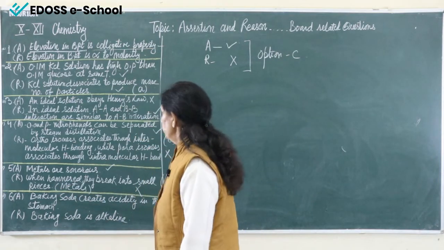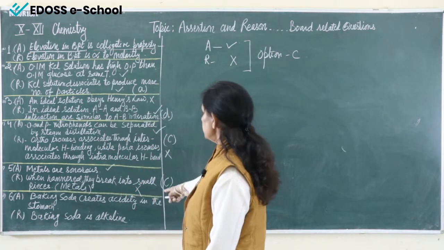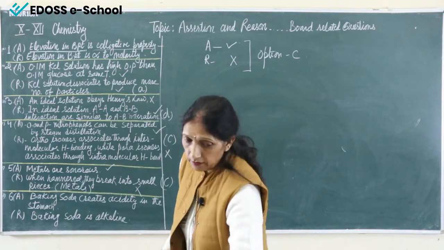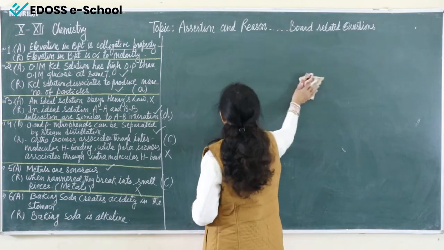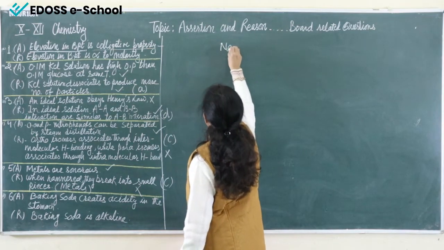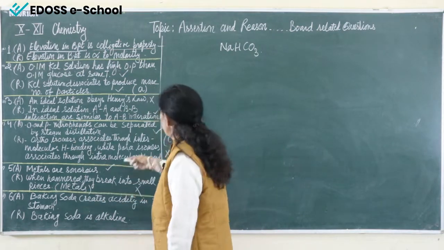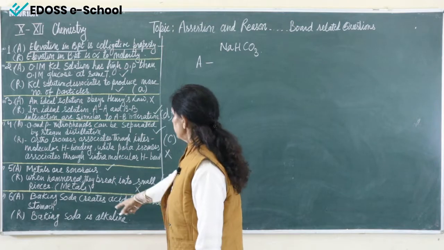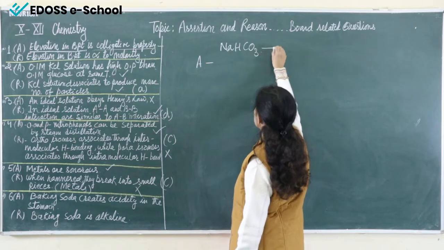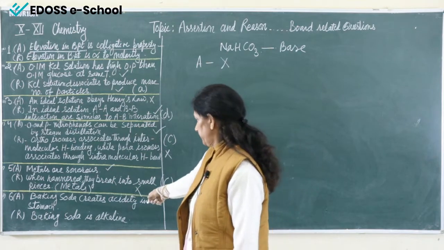Now coming to the next question. See here, baking soda creates acidity in the stomach. Okay, baking soda, everybody knows baking soda. We know about baking soda, sodium bicarbonate. This is baking soda. And here, what is the assertion? Assertion is that baking soda creates acidity in the stomach. This is not acid, this is base. Okay, so we can say that assertion is incorrect.